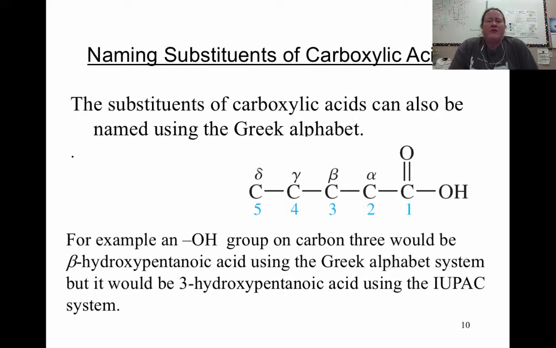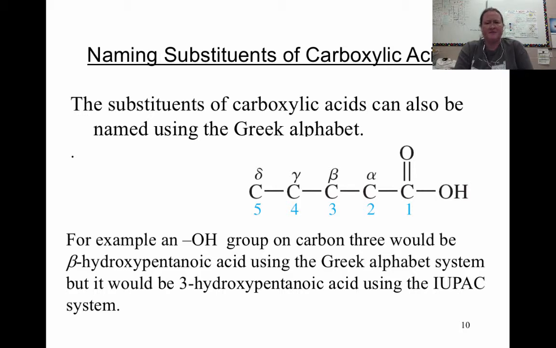So one of the older naming schemes of carboxylic acids goes back to, rather than numbering the carbons like we're accustomed to, referring to the carbons that are next to the carbonyl carbon in ways that represent the Greek alphabet. So we would call this number 2 carbon the alpha carbon. This would be called the beta carbon. This would be called the gamma carbon. And I do not remember what this one is called.